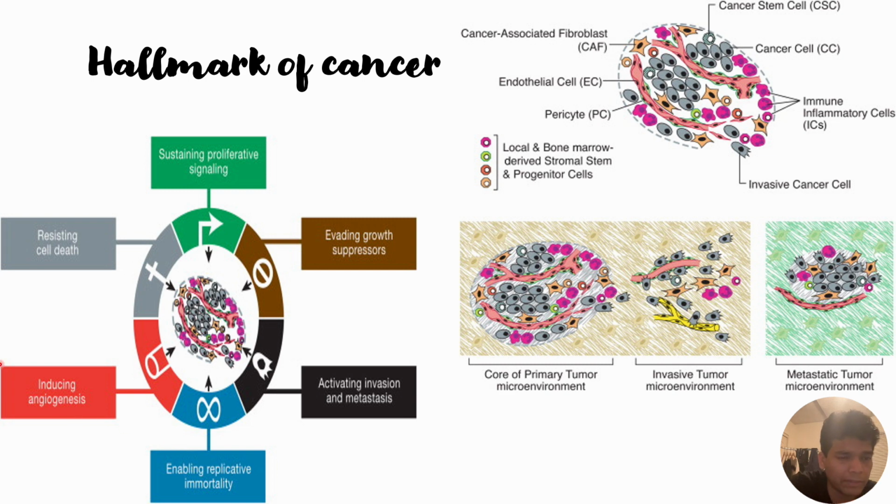Next one is inducing angiogenesis. This is part of the metastasis, that is, the tumor cells, since they are growing aggressively, need some nutrients or food so that they can maintain that uncontrolled growth rate. In order to do so, they induce angiogenesis, that in a way provides a medium from where the tumor cells will get the nutrients that are essential for their survival.